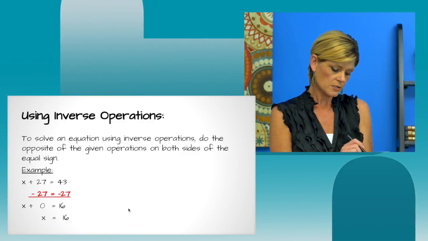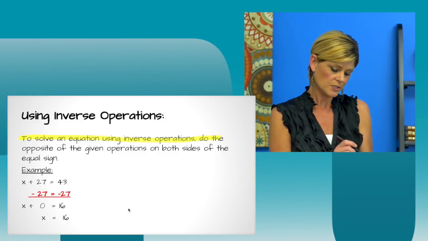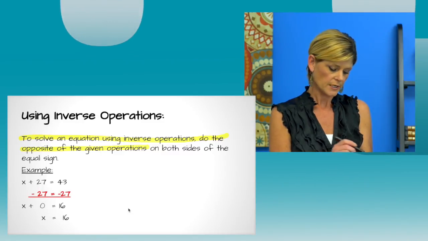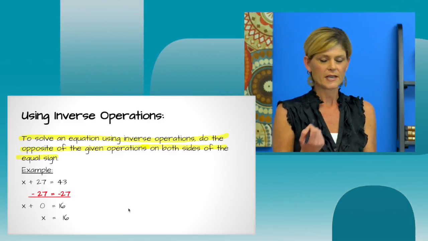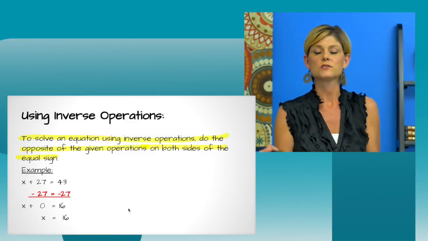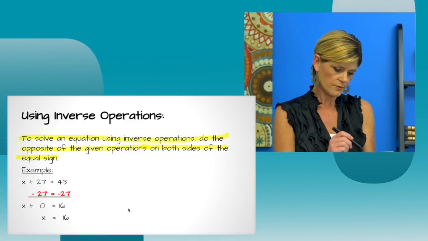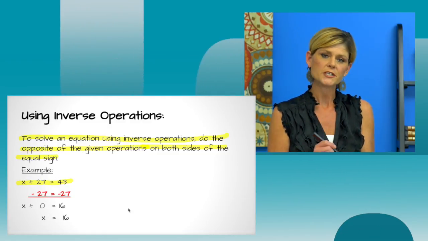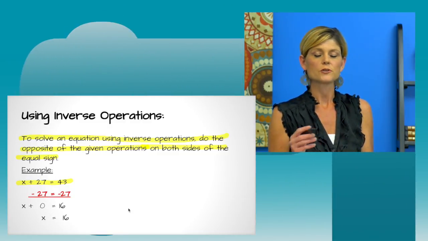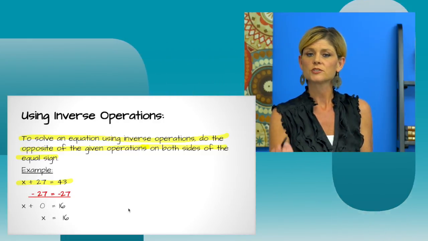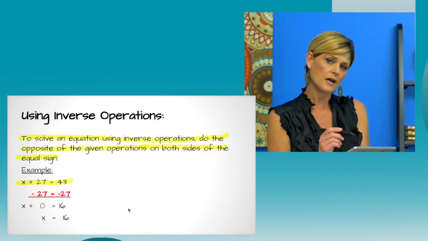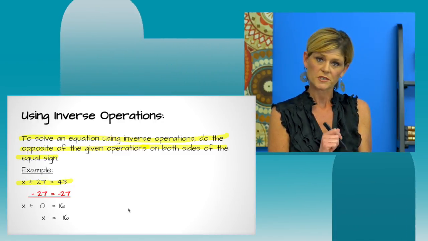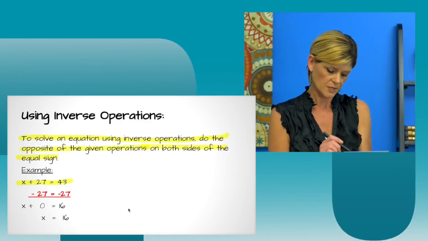So here we go. To solve an equation using inverse operations, do the opposite of the given operations on both sides of the equal sign. I think it's easier to just explain this to you in a problem. We have x plus 27 equals 43. Now the operation they're giving us is plus. If I were to do the inverse operation, the opposite of addition is subtraction. So in order to isolate my variable x, I'm going to do the opposite of what's written in the equation. So instead of adding, I'm going to subtract.